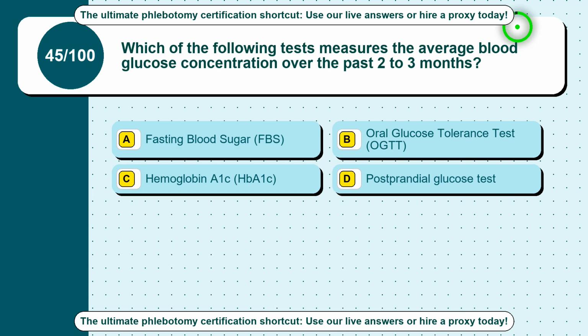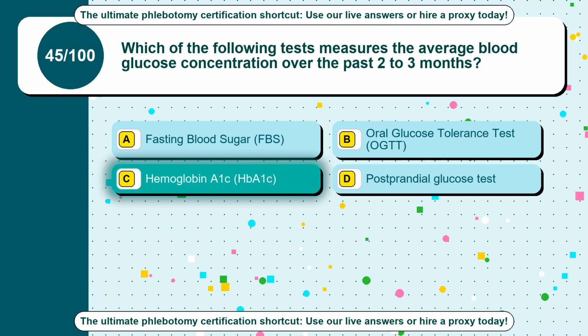Question 45. Which of the following tests measures the average blood glucose concentration over the past 2 to 3 months? Option A, fasting blood sugar, FBS. Option B, oral glucose tolerance test, OGTT. Option C, hemoglobin A1C, HbA1c. Option D, postprandial glucose test. The correct answer is option C, hemoglobin A1C, HbA1c.